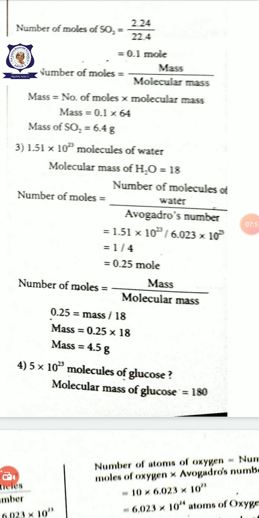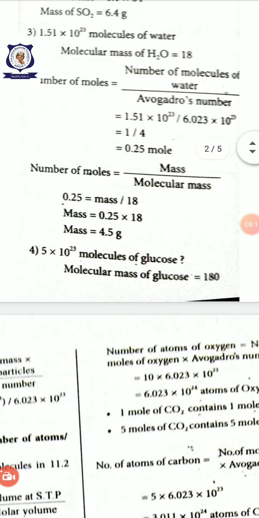So, molar mass of glucose. What is the formula of glucose? C6H12O6. C6H12O6 is the molecular formula of glucose. While you are calculating C6H12O6, you get the molecular mass of glucose is 180.